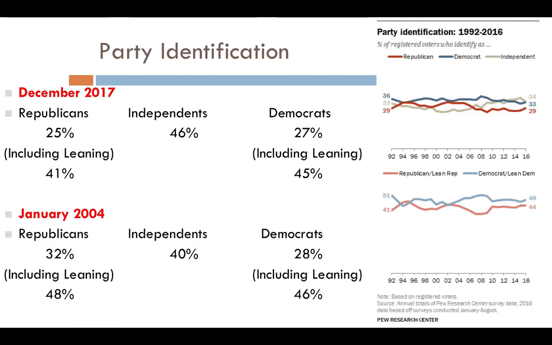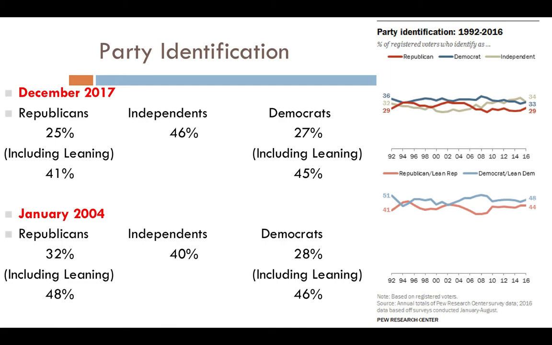As you see right here, most voters do not like the two parties. Most voters are independents. About 15 years ago, about 40% were independents. Today, it's closer to 50%. So really understanding that most people are moderate, most Americans are moderate and not on one side or the other.